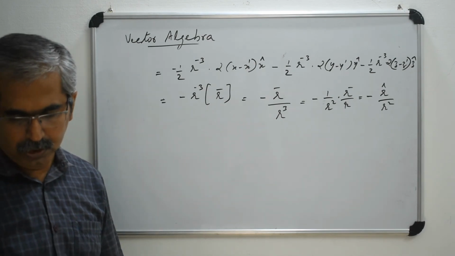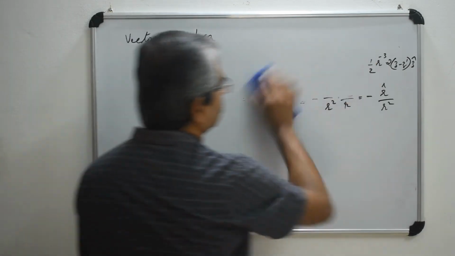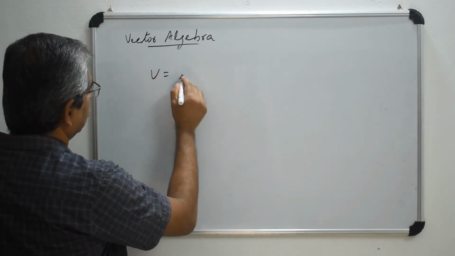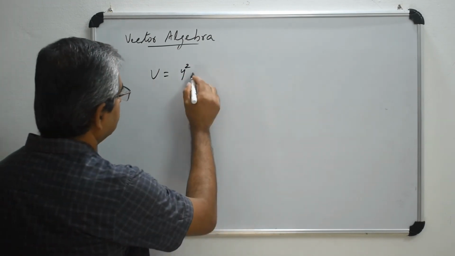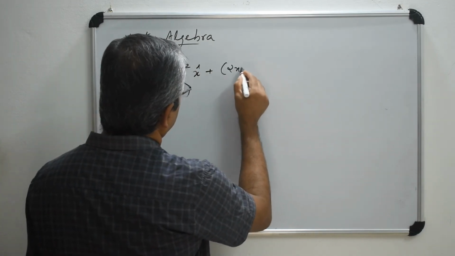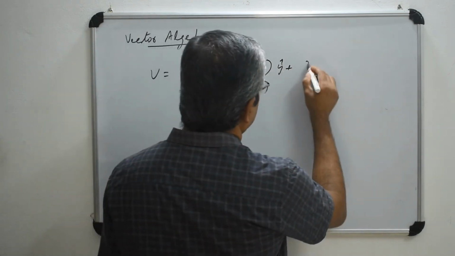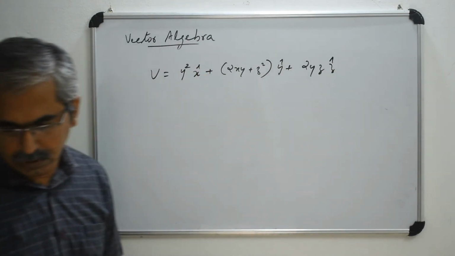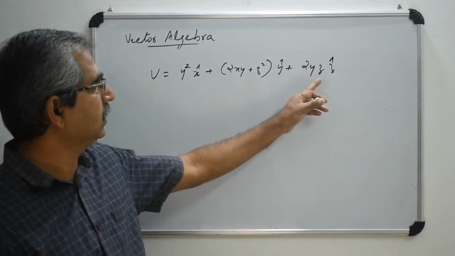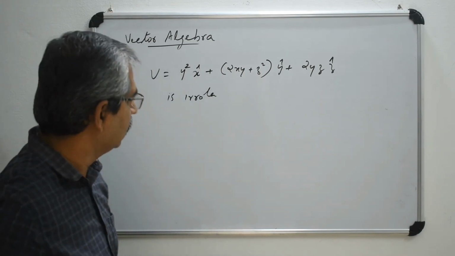Now the third question is, show that the vector v equal to y squared x cap plus 2xy plus z square into y cap plus 2yz into z cap is irrotational. Irrotational. Okay.